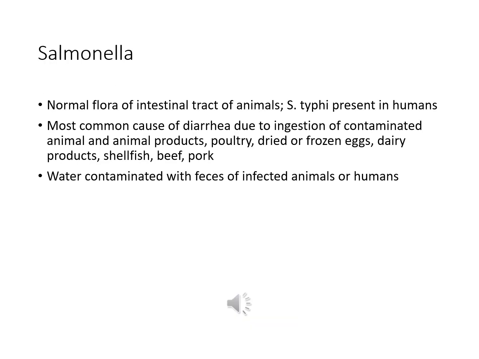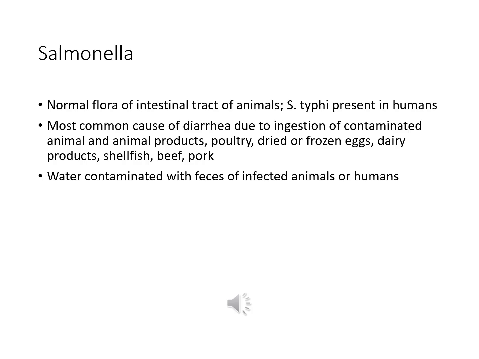We're going to switch gears once again to stool pathogens, and we're going to talk about Salmonella and Shigella. Salmonella is a normal flora found in the intestinal tract of animals, and Salmonella typhi is often present in humans. Salmonella is the most common cause of diarrhea due to ingestion of contaminated animals or animal products such as poultry, dried or frozen eggs, dairy products, shellfish, beef, and pork.